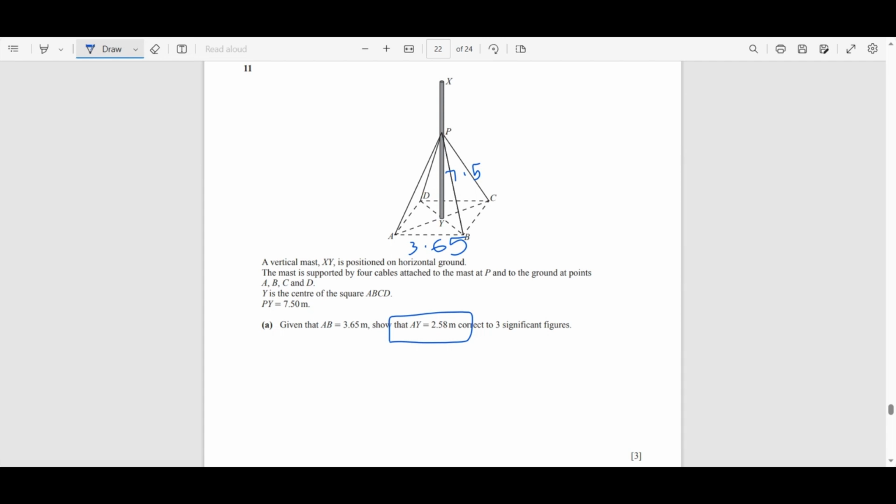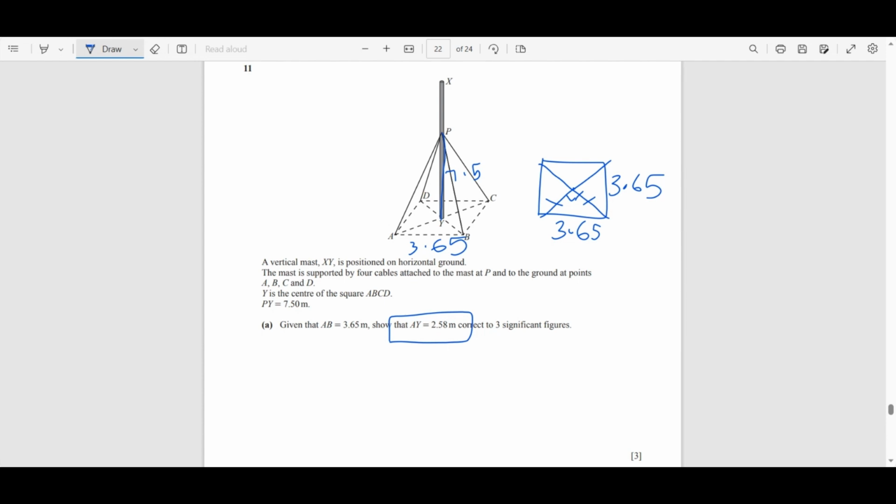Okay, now what do we know about ABCD? Y is the center, and it's a square. If it's a square, let me redraw this. This is the base I'm talking about, which is ABCD. Y is right in the middle, where the two diagonals meet. What do we know about squares? The diagonals are equal and they are perpendicular bisectors. So this particular triangle is an isosceles triangle.